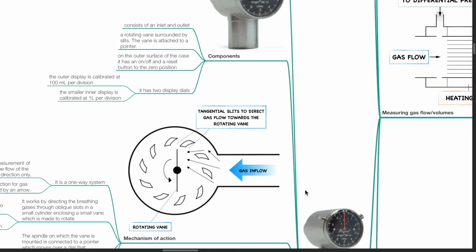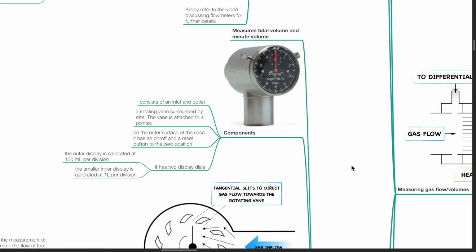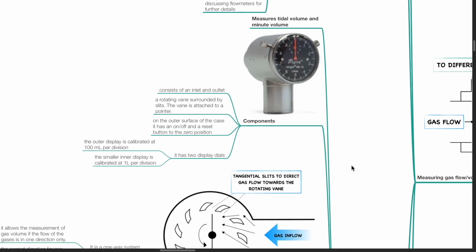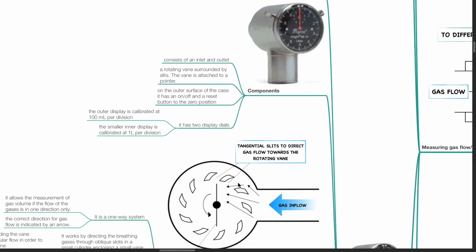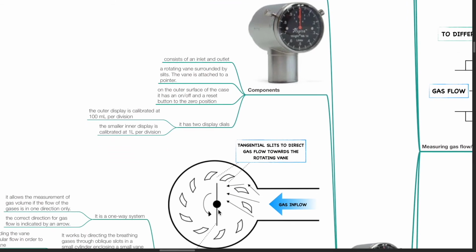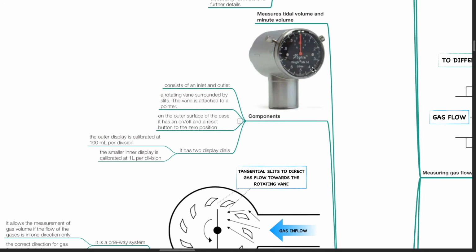Wright respirometer. This device measures tidal volume and minute volume. Components. It consists of an inlet and outlet, and a rotating vane surrounded by slits. The vane is attached to a pointer. On the outer surface of the case, it has an on-off button and a reset button. It has two display dials. The outer display is calibrated at 100 mL per division. The smaller inner display is calibrated at 1 liter per division.